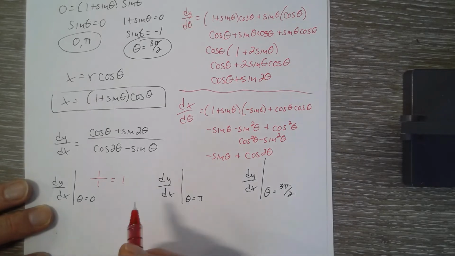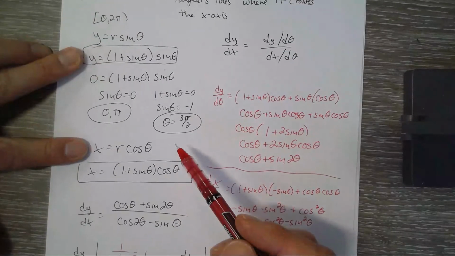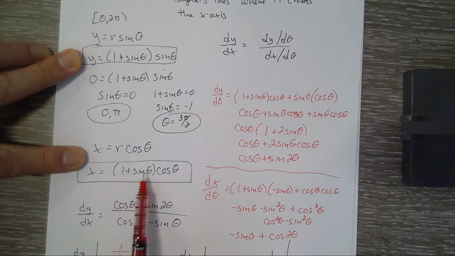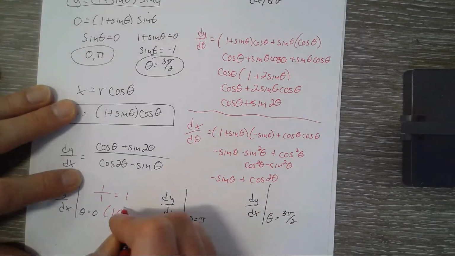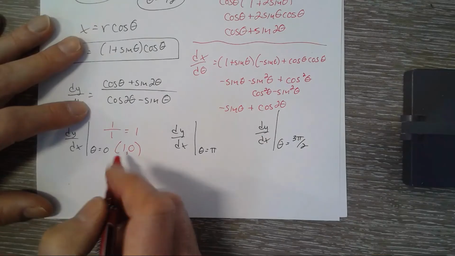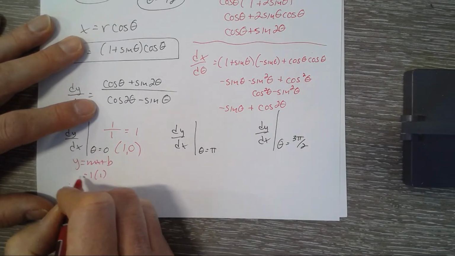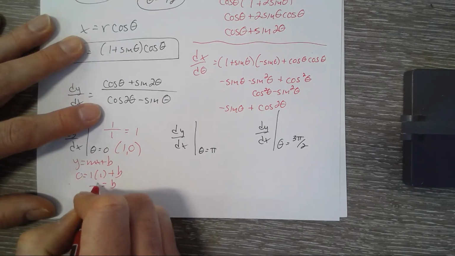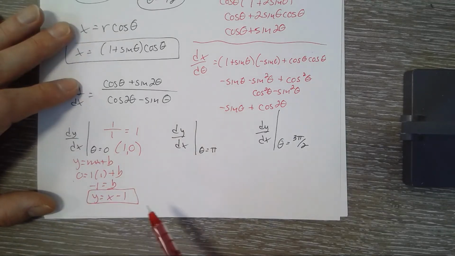What's the ordered pair? We could put 0 into our original x and y here. If I plug 0 in here, I get 1 plus 0 times 1, so 1 times 1 is 1. So it's an ordered pair of 1, comma, and if I plug 0 in here, I get 0. So now it's just an algebra problem where I have the slope of 1 that goes through 1, 0. So b is negative 1, so y equals 1x minus 1. So there's one tangent line at theta equals 0.